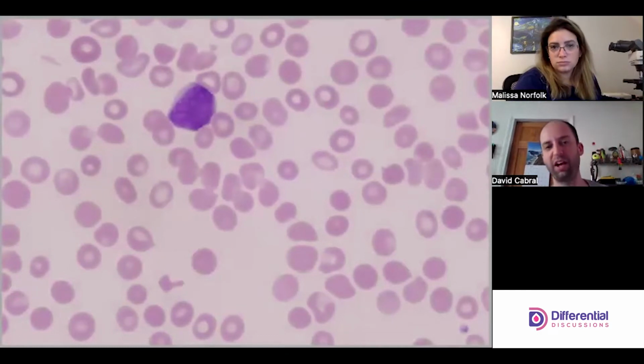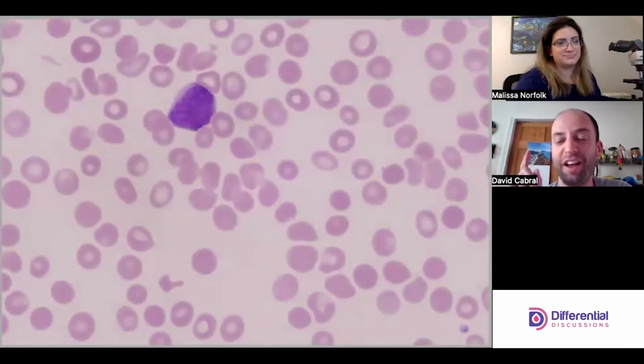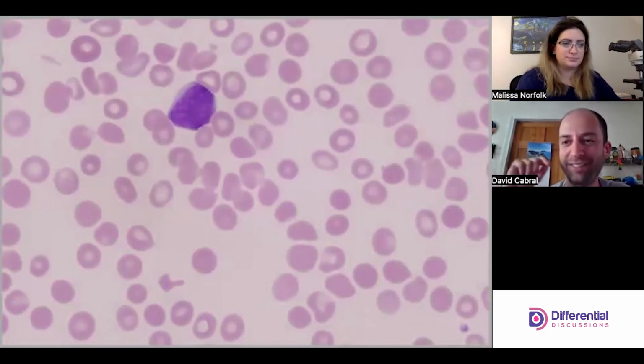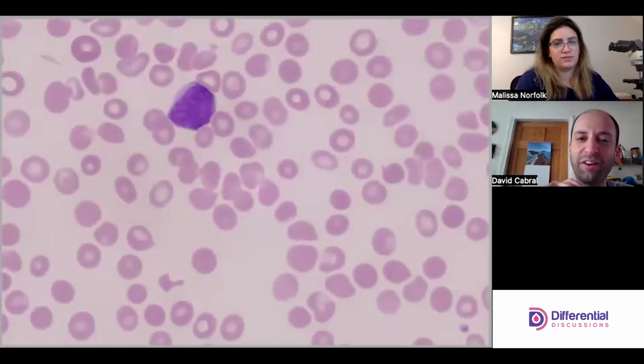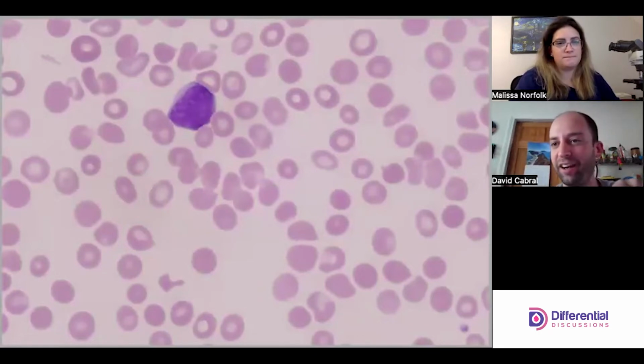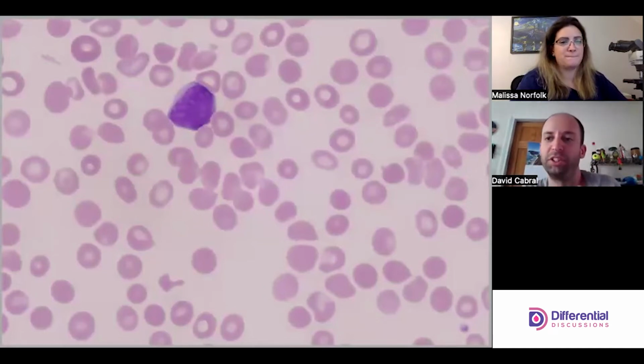There are always going to be cells where it's like, I don't know. It's also a problem when you look at the slide label and it tells you what the disorder is. That influences your thinking a little bit, so try to block that out if you can. But this guy right here, now I'm seeing weird chromatin patterns, much more suggestive of a blast form.